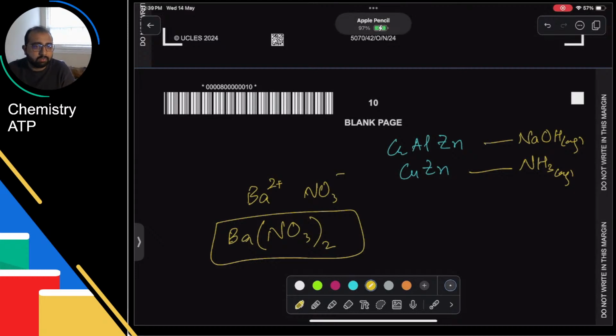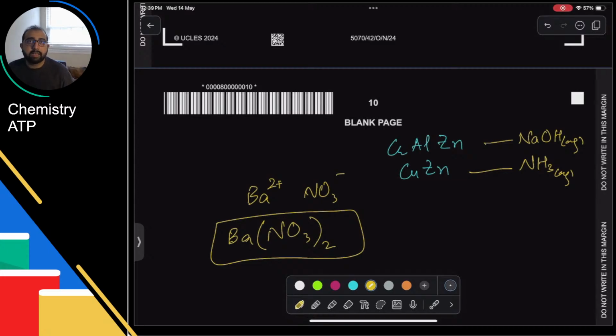State what would be observed if the student adds dilute sulfuric acid to another portion of solution F. So you had barium nitrate and you're adding sulfuric acid. Barium is going to test for sulfate, right? So barium sulfate produces a white precipitate. So you're going to see a white precipitate. That is the answer.